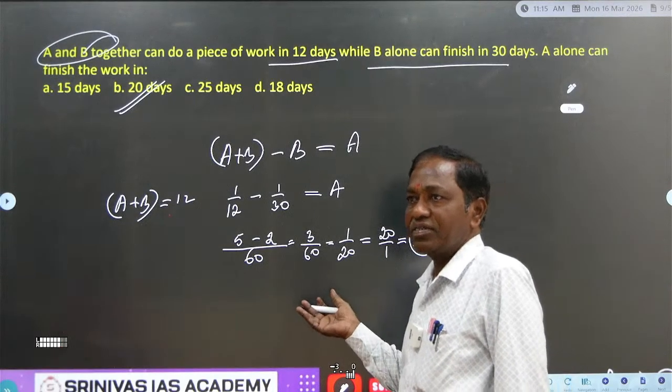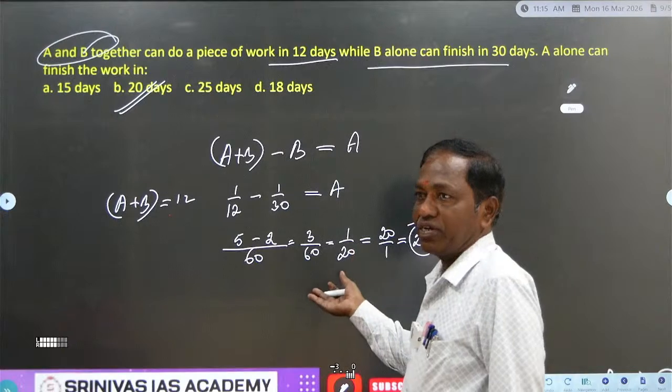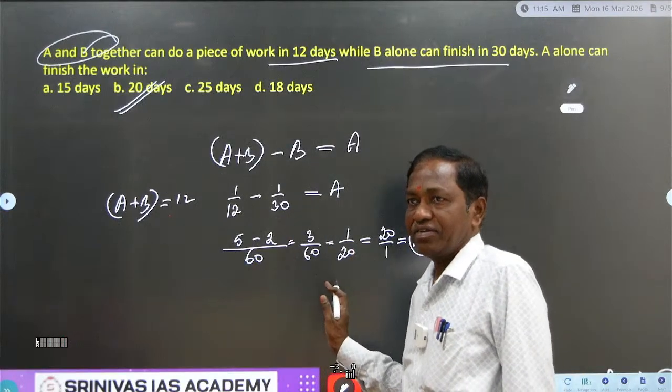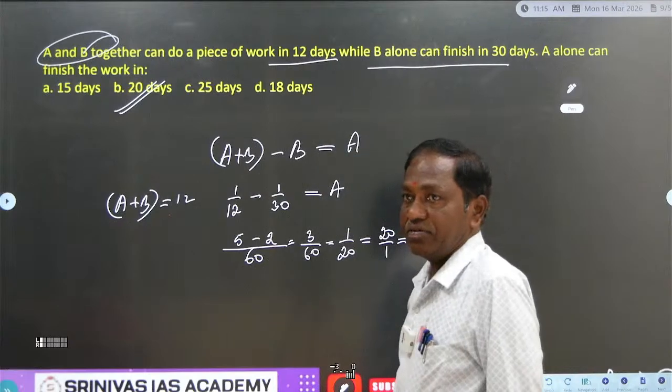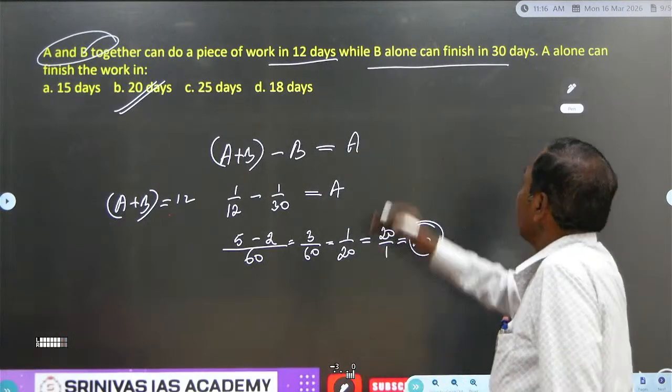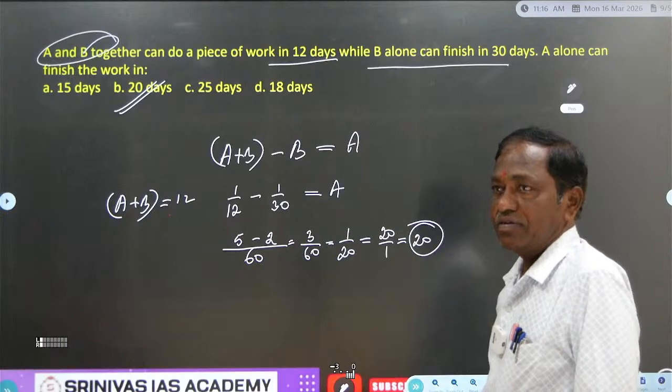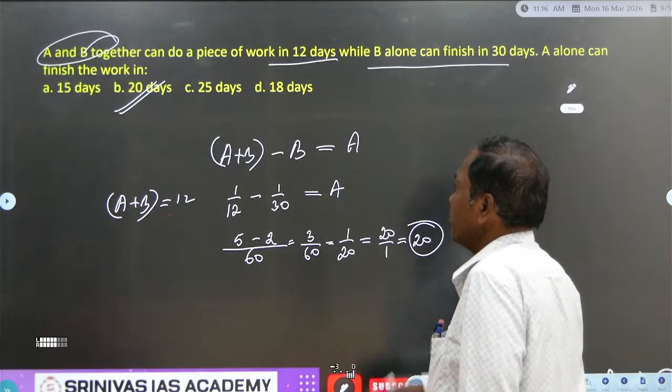That is the same thing only. I am writing in detail, that's all. But without detail also you can finish it. So 1/12 minus 1/30, that's all.